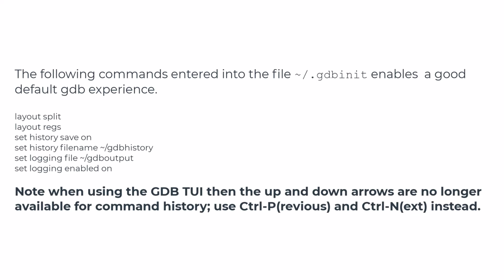Rather than entering the commands each time you invoke GDB, you can set up default window panes. Go into your home directory and enter the commands listed into a file called .gdbinit. So this is a hidden file. Make sure you use the dot prefix in front of the file name. So you can either use this default script or you can set up your own one depending on your preferences.